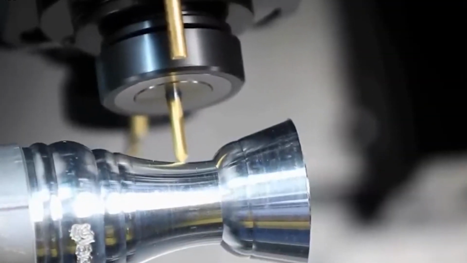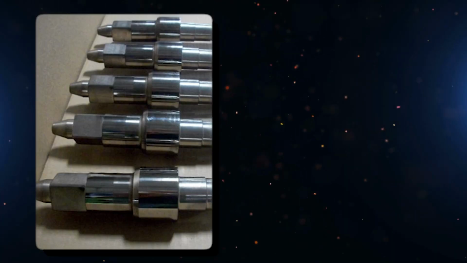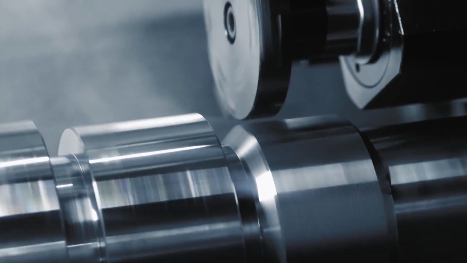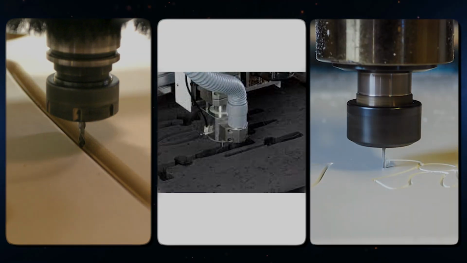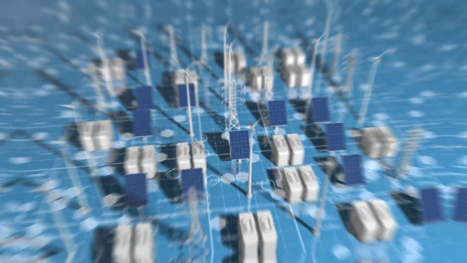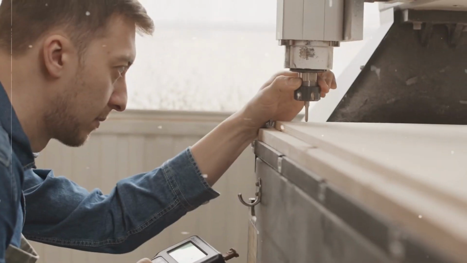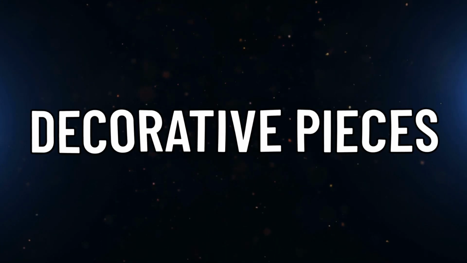CNC lathes spin the material itself rather than the tool to cut symmetrical shaped parts like shafts, discs, or gears. CNC lathes are ideal for making precision round components. CNC routers cut softer materials like wood, foam, and plastic. They're lower cost than industrial mills and great for hobbyists wanting to take on custom woodworking projects. Their flexibility makes routers suitable for products like signage, furniture, and decorative pieces.